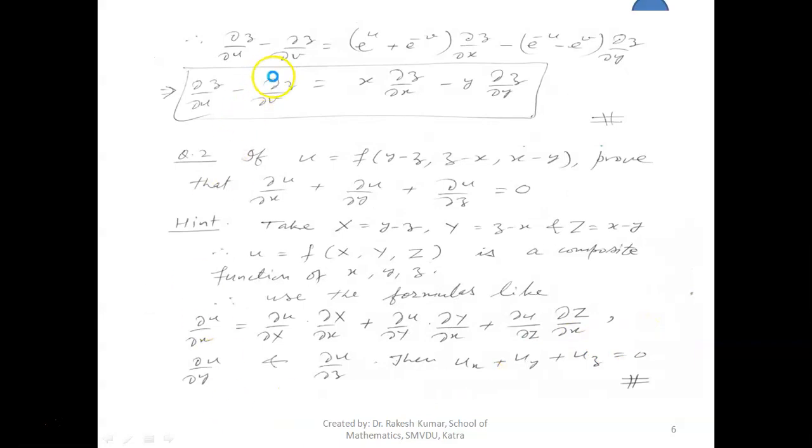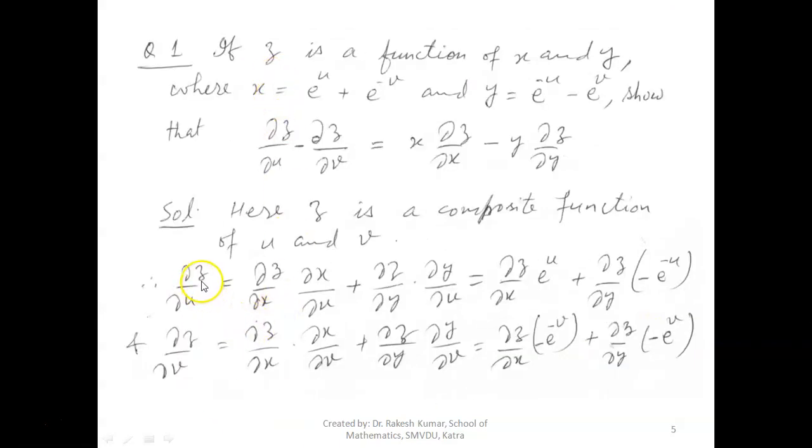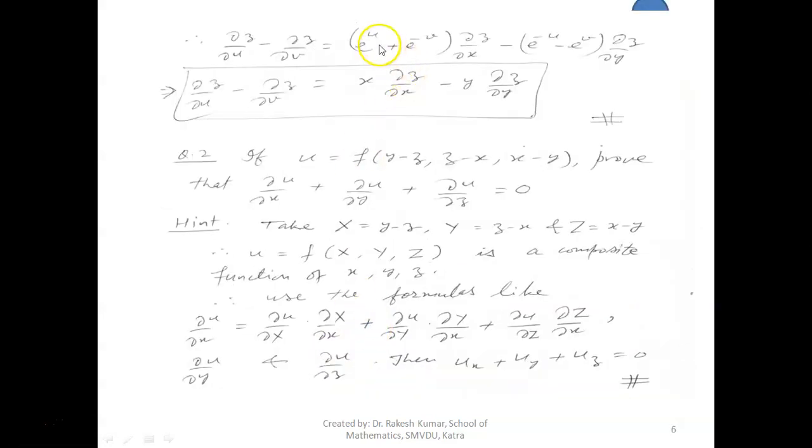Then what I did simply was ∂z/∂u minus ∂z/∂v. So I got this and this. Now what is this? This is already given as x and this is y. So this is equal to x into ∂z/∂x minus y into ∂z/∂y.